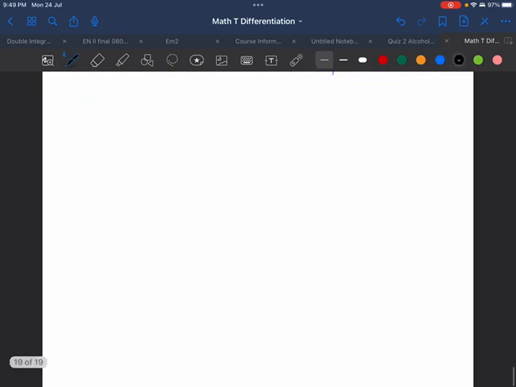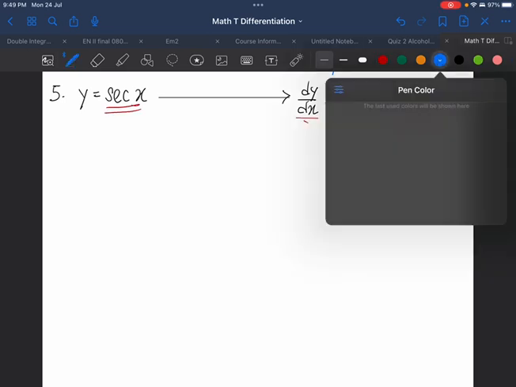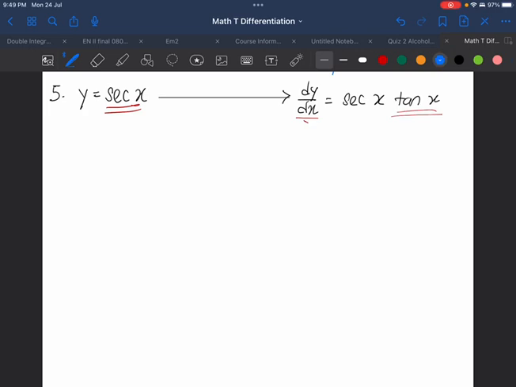Okay, I hope you all can catch up. Okay, for number 5, we get y equals secant x. So when we differentiate it, we get dy/dx equals secant x tangent x. If you just want to memorize the whole thing, you can just say secant x, after differentiating, I bring one more tangent x. Yeah, just like that. So how do we derive it from differentiation?